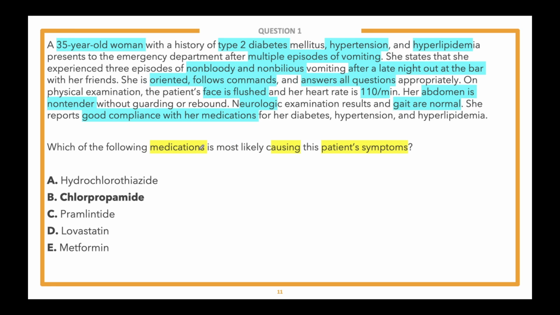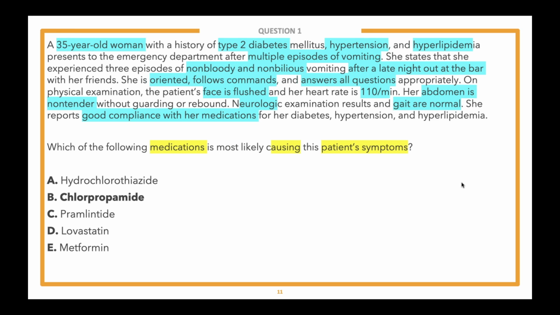She's presenting with vomiting, flushing, and tachycardia. And this is probably after alcohol intake, which is what they were getting at with the late night out at the bar. So this is probably what we would call a disulfiram-like reaction. These reactions occur when a medication inhibits alcohol metabolism in the liver, and then you get accumulation of acetaldehyde, okay?